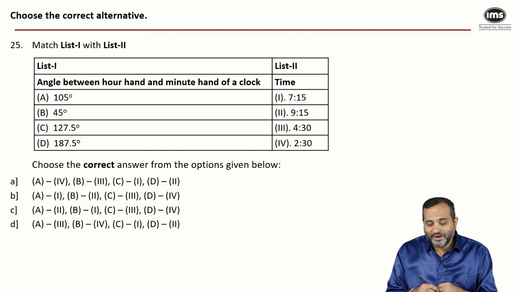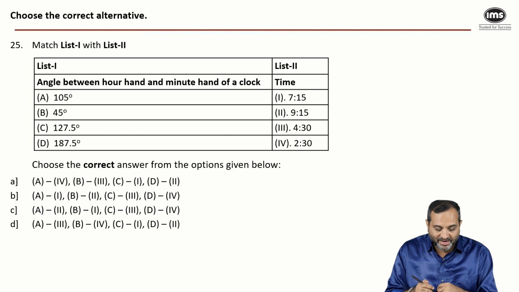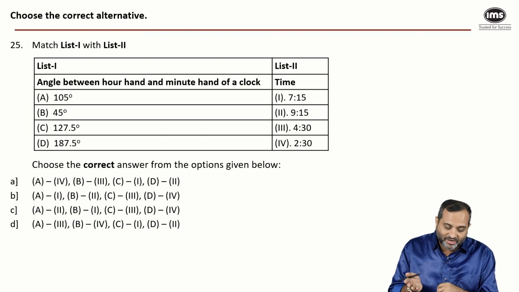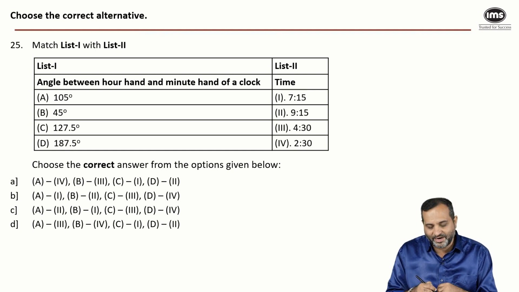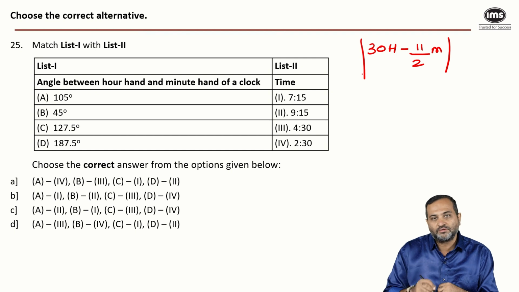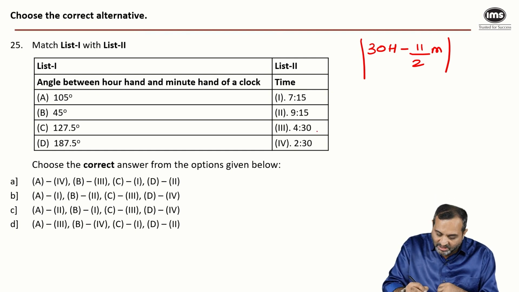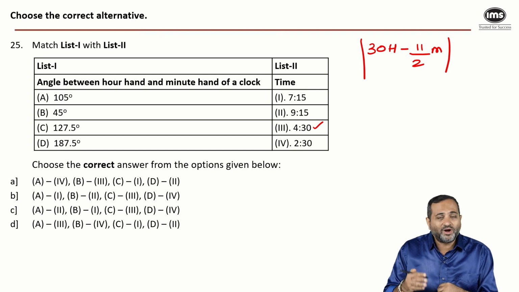Match column 1 or list 1 with list 2. List 1 gives me the angle between the hour and the minute hand of a clock, and list 2 gives me the time. So I need to check at what time what is the angle between the two hands. I know that the angle between the two hands is given by the modulus of 30h minus 11 by 2m. So let's start working with some easy numbers. Let's say it's 4:30. So what is the angle between the two hands at 4:30?